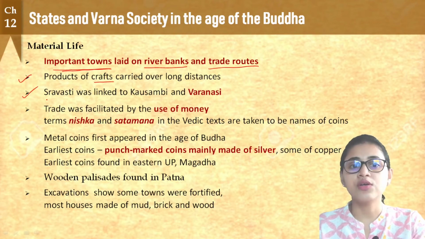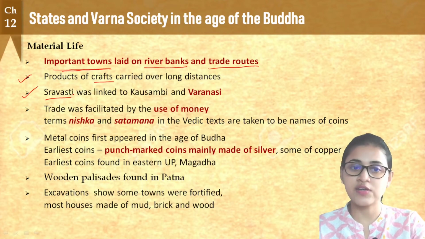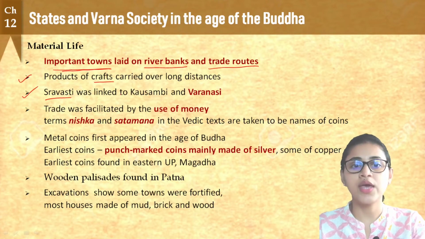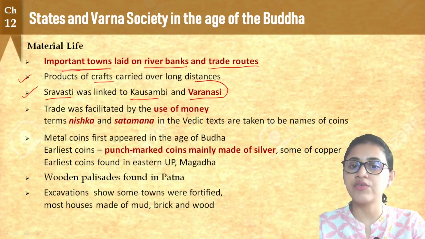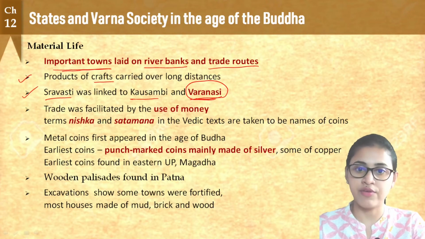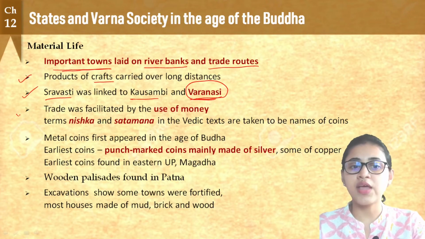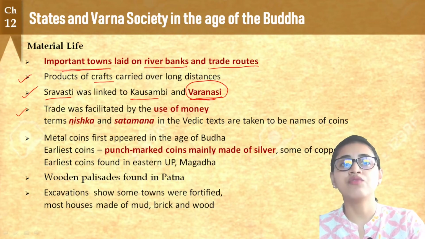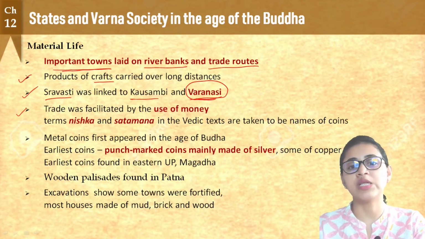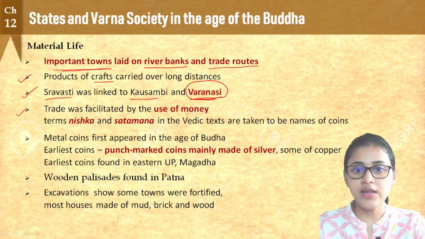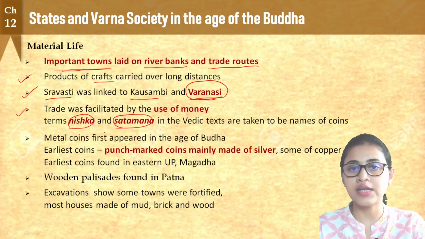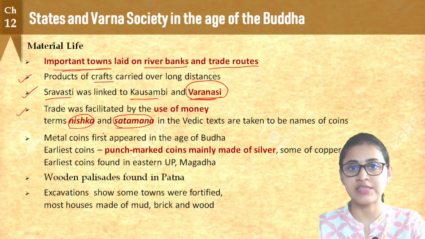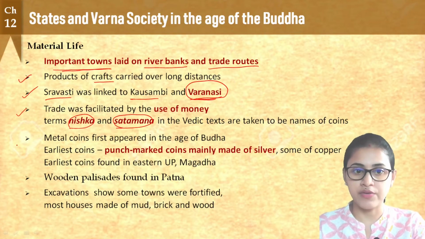Then we have a town, Shravasti, in the Kosala kingdom. We have discussed it while talking about the Mahajanapadas. Shravasti is linked to Kausambi and Varanasi. Varanasi during this period was a great center of trade. Trade is facilitated by the use of money. In our Vedic texts, we have terms like Nishka and Satamana, which refer to coins. So we know that coins are being used and these are facilitating trade in that period.